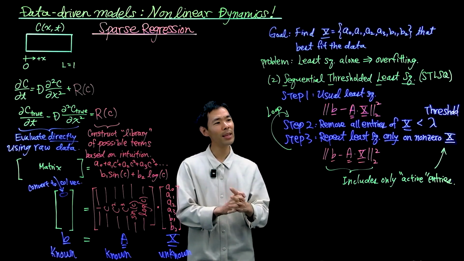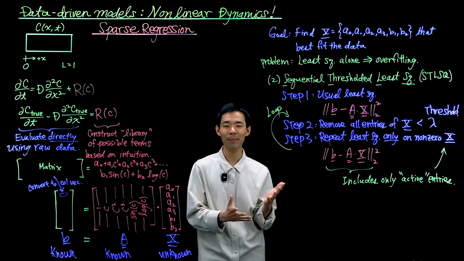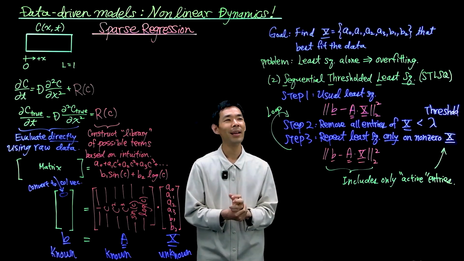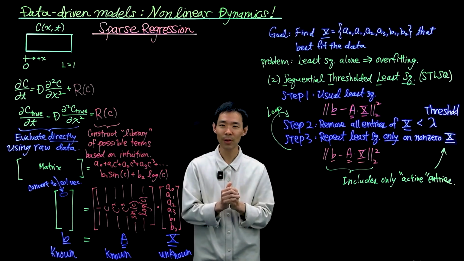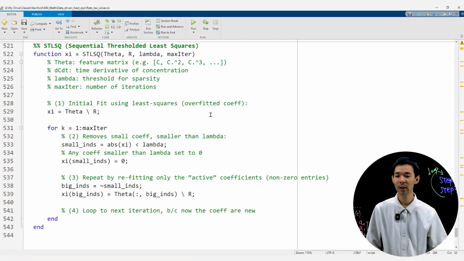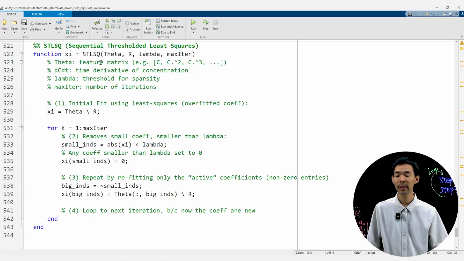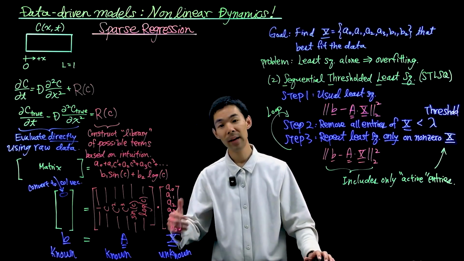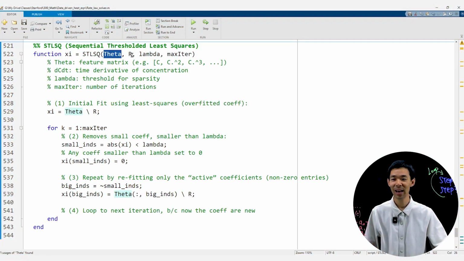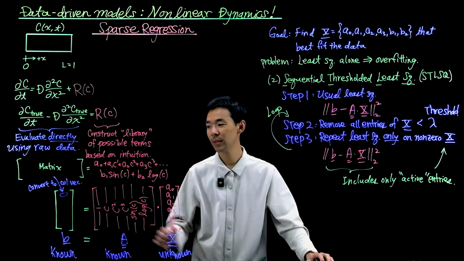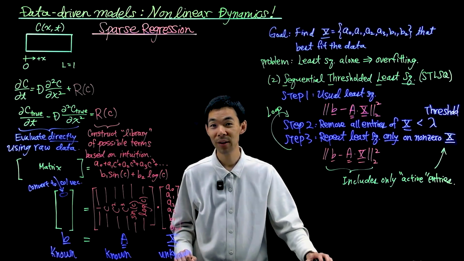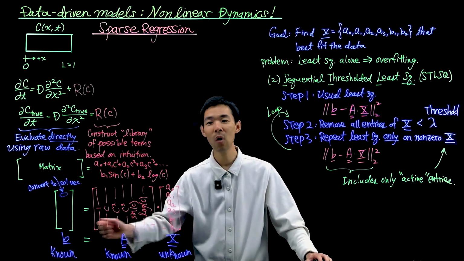And this is a really clever and nice algorithm that ends up working really, really well. And I'll show you what the actual script looks like. So here on the screen, we have sequential thresholded least squares, STLSQ. It's a function that we just made here, where it takes in the library. That's a gigantic matrix that I've called A up on the board. And we have the values R, which is the left-hand side, right? That's your data matrix after you take all the derivatives. So I called it B over here on the board.